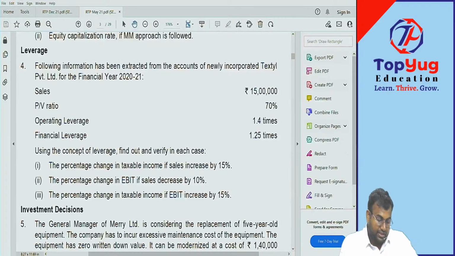and verify in each case the percentage change in taxable income if the sales increases by 15%. Taxable income means EBT, before taxes. Percentage change in EBIT, you can do it. In order to do this EBT part, you can use either the table or you can use financial leverage, because EBT comes in financial leverage. And in order to do EBIT, you can use operating leverage. Calculate the percentage change in taxable income if EBIT increases by 15%.